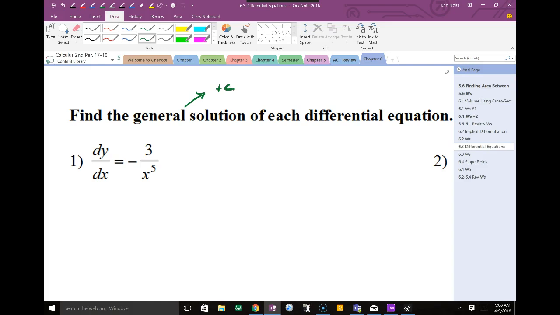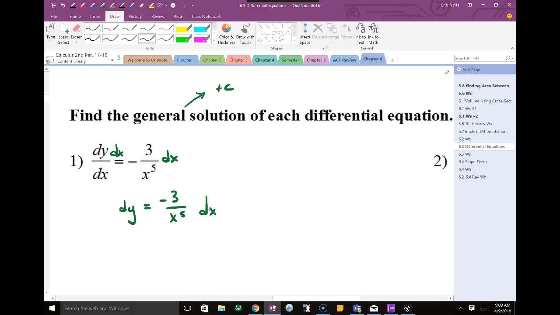Okay, so the very first thing you wrote down wasn't necessary because it's already in terms of dy dx. So the first thing that we're going to do is multiply both sides by dx. Okay, so I'm going to kind of write this up here. It's not really showing my work very well, but it'll work. Okay, so if I multiply the left side by dx, what's left over? dy. Okay, and then on the right side, I would have negative 3 over x to the 5th dx.